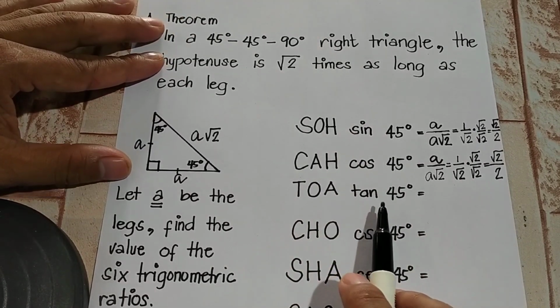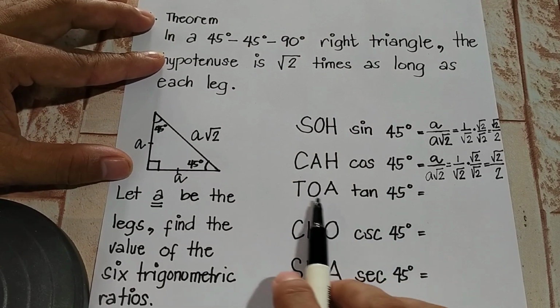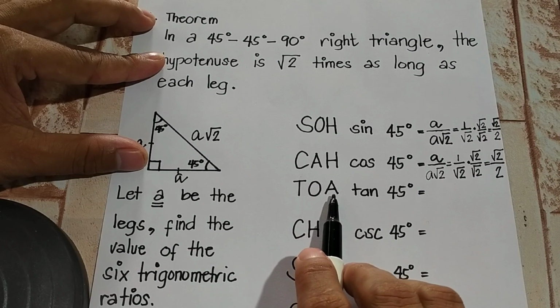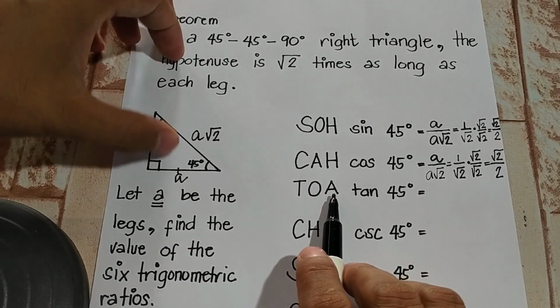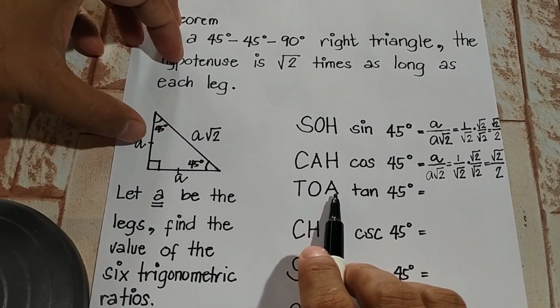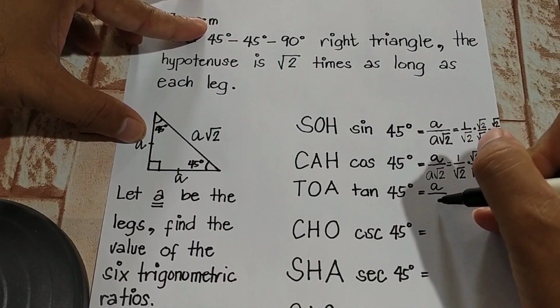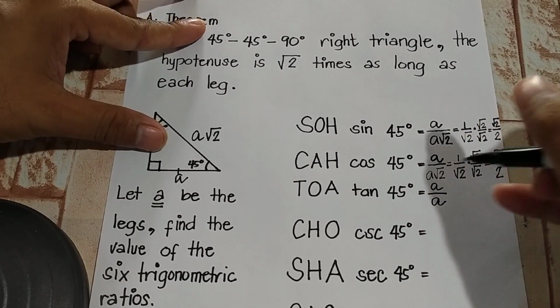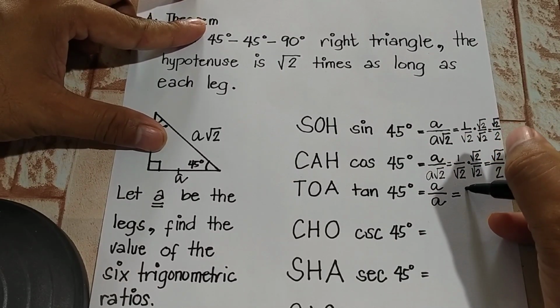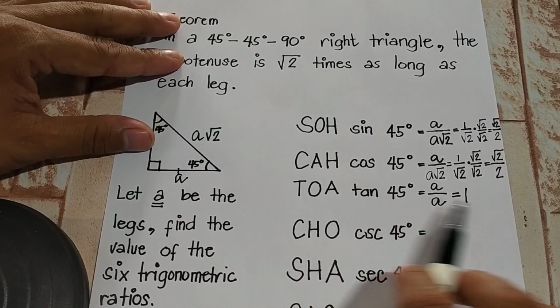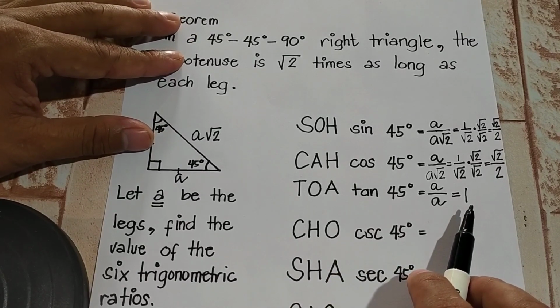What about tangent 45? For tangent 45, we have opposite over adjacent. The opposite is A, over the adjacent, which is A. So that is A over A. What is A divided by A? That is equal to 1. So tangent 45 is equal to 1.